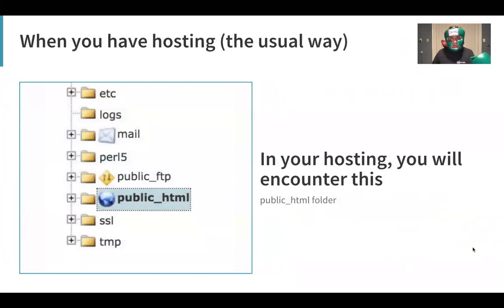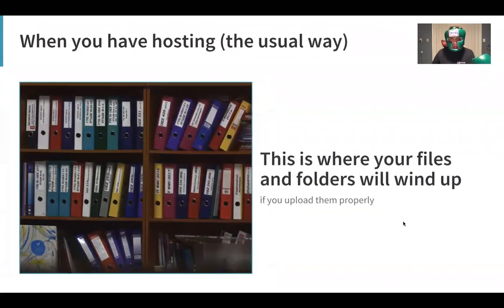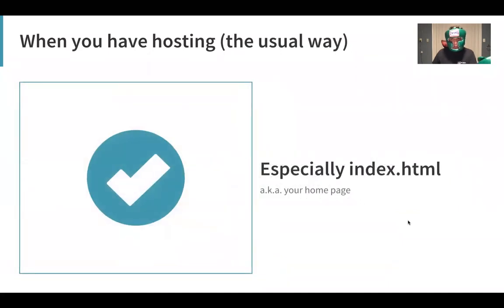So when you have hosting the normal way, you'll have a folder called public_HTML, which looks very familiar to you by now, because that's what I put each week's code in, a folder like that. And this is where your files and folders will end up when you upload them properly. And we'll talk about that again in a couple of minutes. And the contents of public_HTML are what are shown on the web, especially index.html, aka your home page.